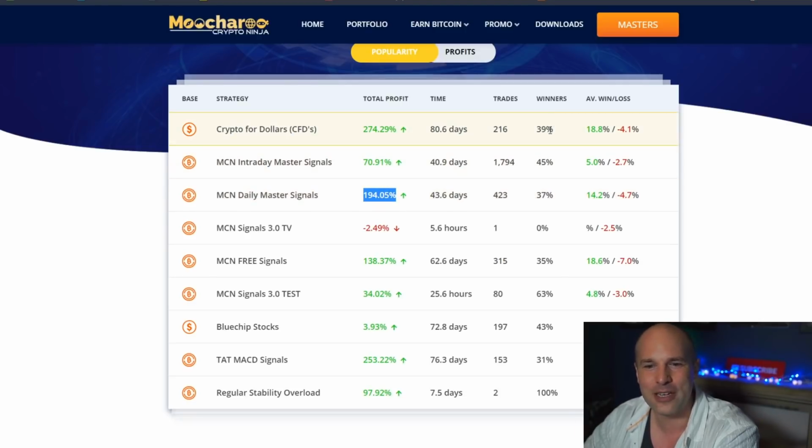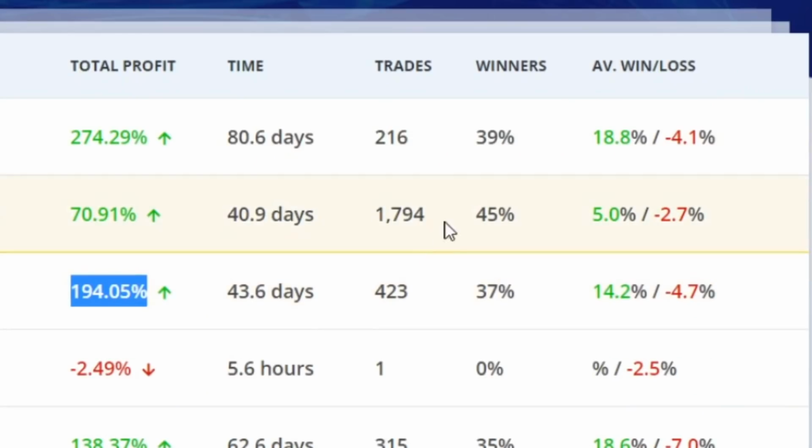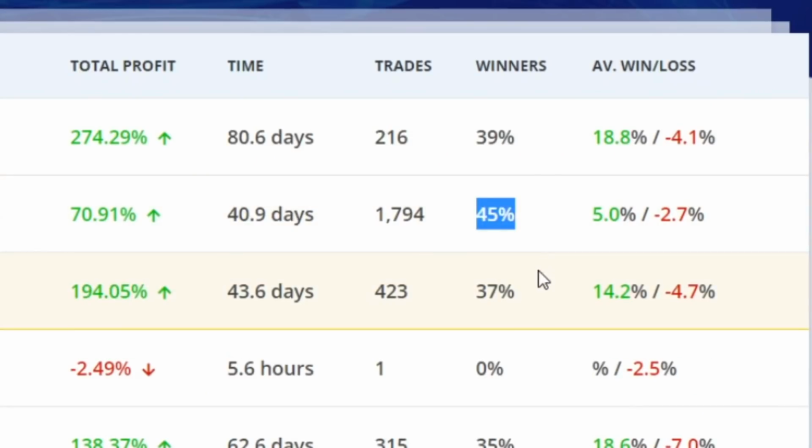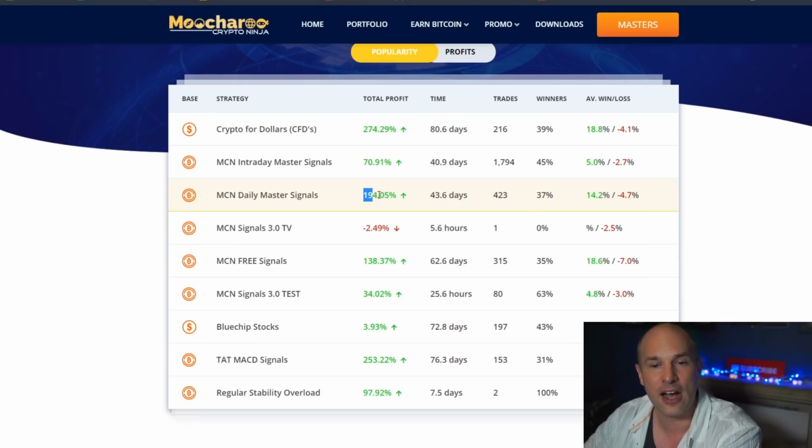So if we come over here, we can get the winners. So this is the winning ratio, and you can see like here, there's 45% winners, which means 55% are losers, and over here only 37% are winners. Yet we are still making 194% profit over 40 days. And that is not dollars. These master signals are based on Bitcoin. So you are making 194% profit in Bitcoin terms. Just imagine what the price of Bitcoin was 40 days ago, what it is today. So in dollar terms, you are up even more than that.